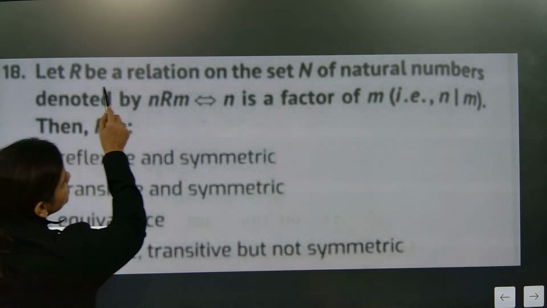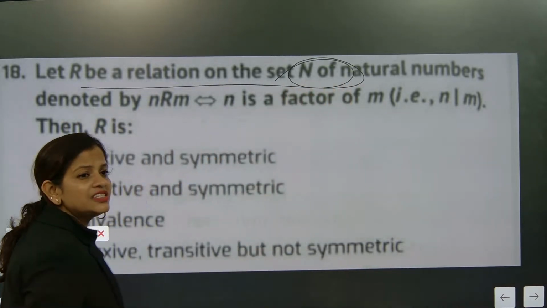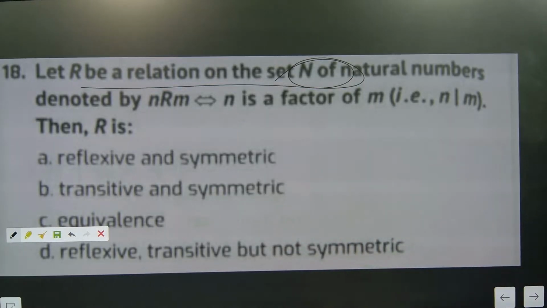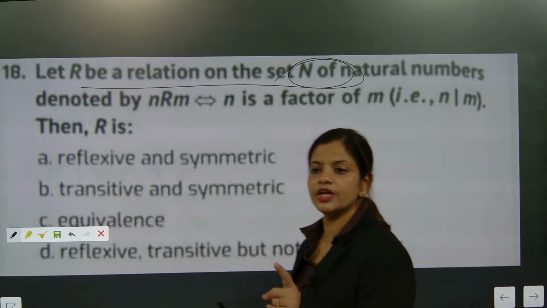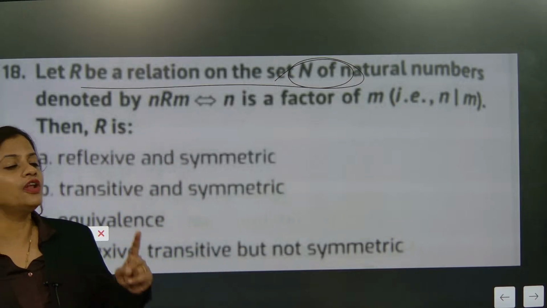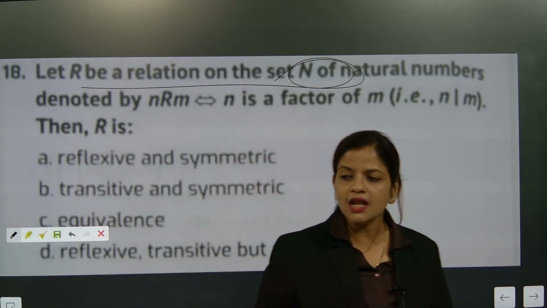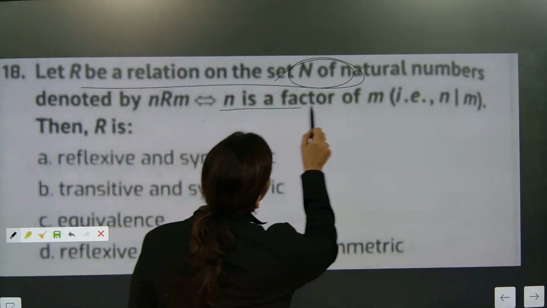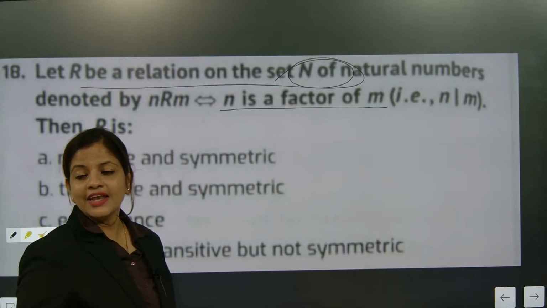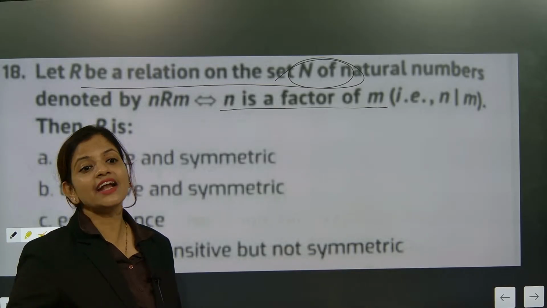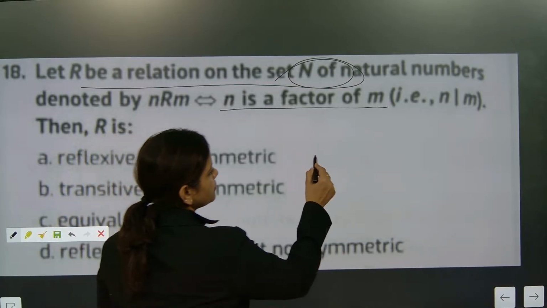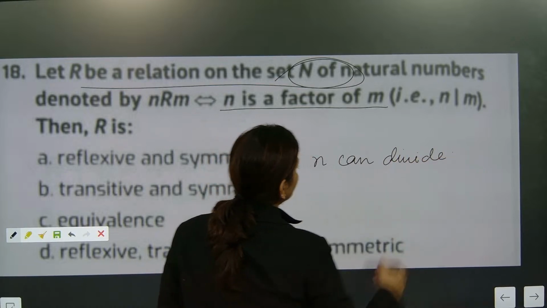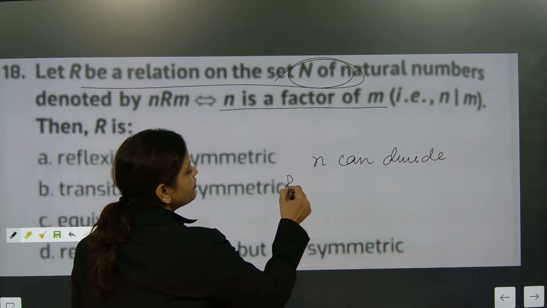Now here, the first part you need to attend first. Understand. R is a relation defined on what? Set of natural numbers. So when natural numbers are given, remember very nicely, fractions will not belong to natural numbers. Understood? So here they are telling n is a factor of m. N is a factor of m means n can divide m.